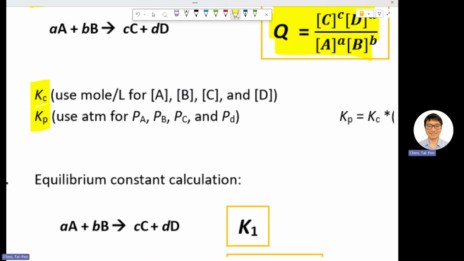So here we see this subscript, right? You see this lowercase c and lowercase p. The c means you calculate your equilibrium constant using concentration. Okay, but sometimes the chemical reaction only involves gases. Okay, so that's why you have this lowercase p, which means pressure. Okay, so you use pressure to calculate your equilibrium constant.